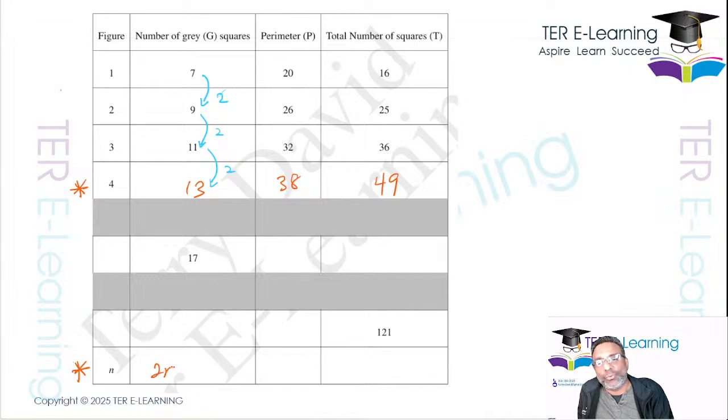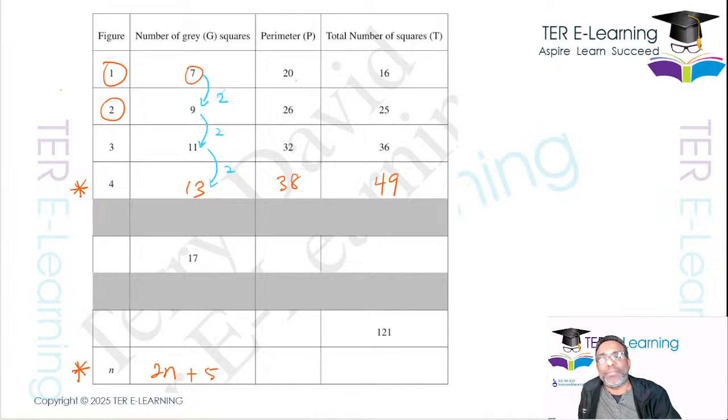So it's going to be 2n. And we're going to test with this first one here. If this is figure 1 and this answer is 7, it's going to be 2n plus 5. That's what the formula is going to be. You can double check it with figure 2. 2 by 2, that's 4. 4 plus 5, you're going to get 9.